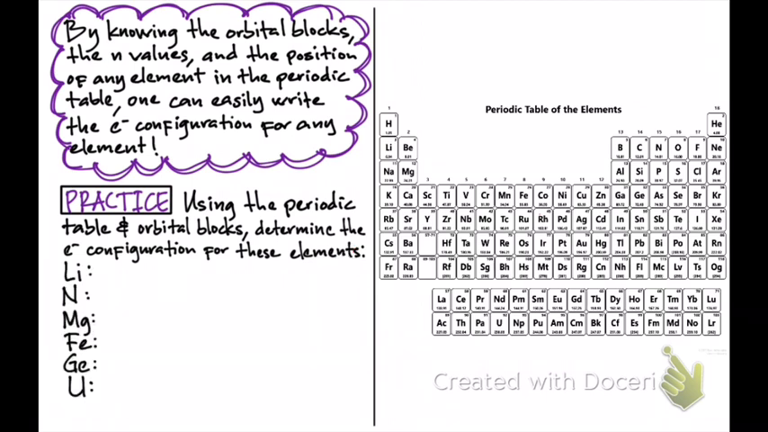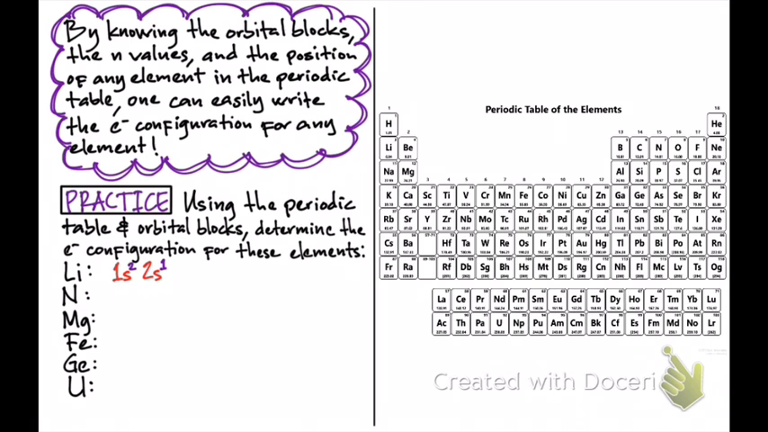So we have these elements here, lithium. All right, so lithium is right over here. So this is the S block, and it's on the second row. So to write the electron configuration for lithium, that would be 1s2. Okay, this is 1s1, 1s2, 2s1. So that's for lithium. 1s2, 2s1.